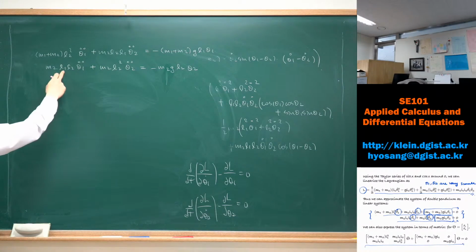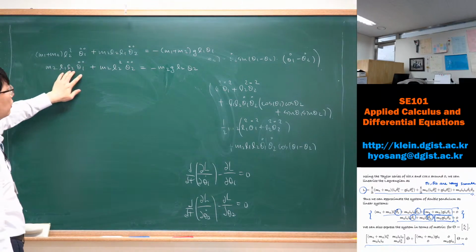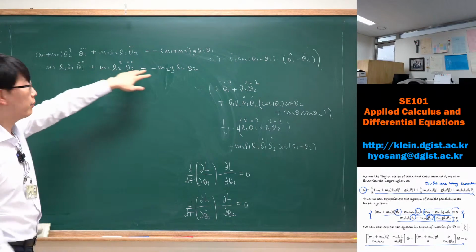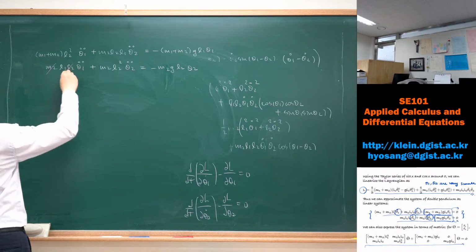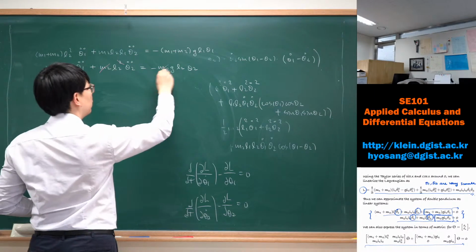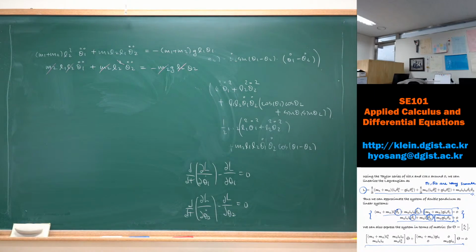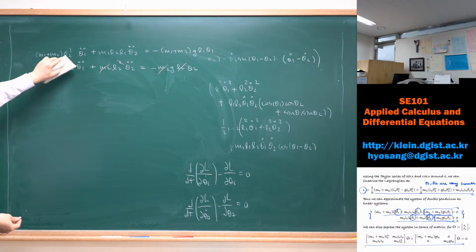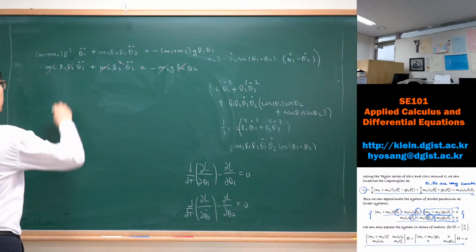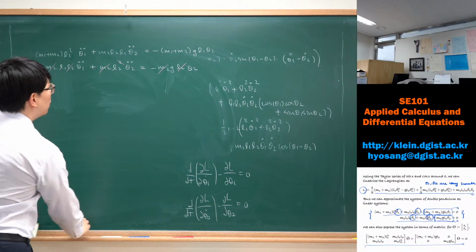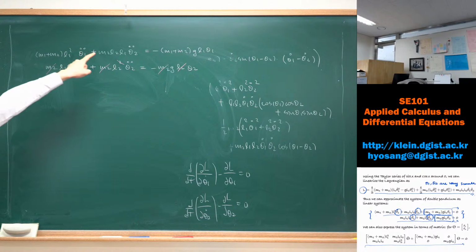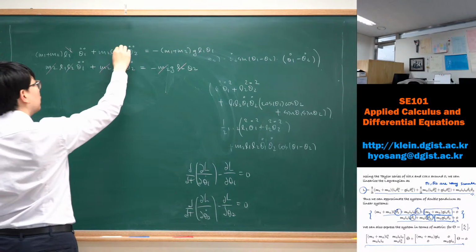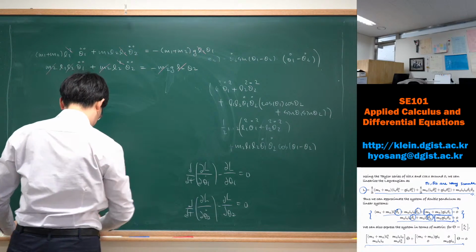So we have M2 L2 everywhere in the second equation, so let's delete this M2 L2. And on the first equation, this one is, sorry, L1. So there are L1 everywhere. Okay, so I'm going to delete L1, L1 and L1.